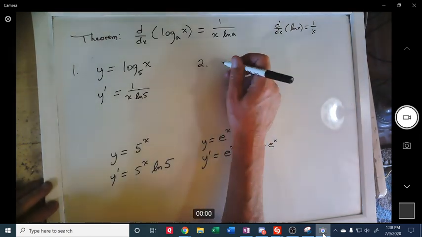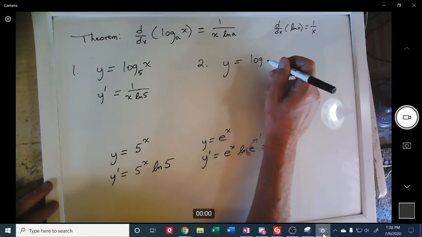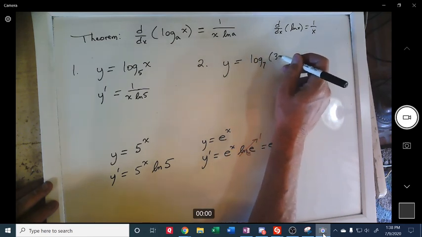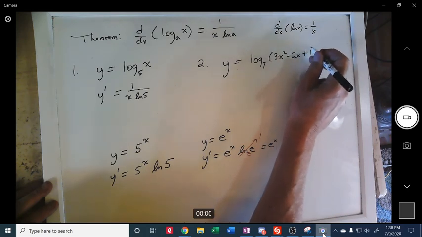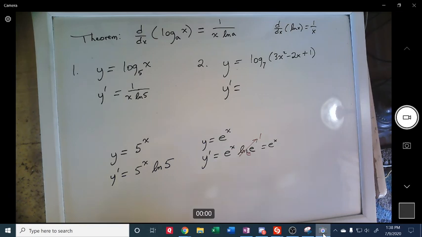Alright, so let's do another one. Suppose y is equal to log base 7 of 3x squared minus 2x plus 1. Find y prime. Anybody need more time?